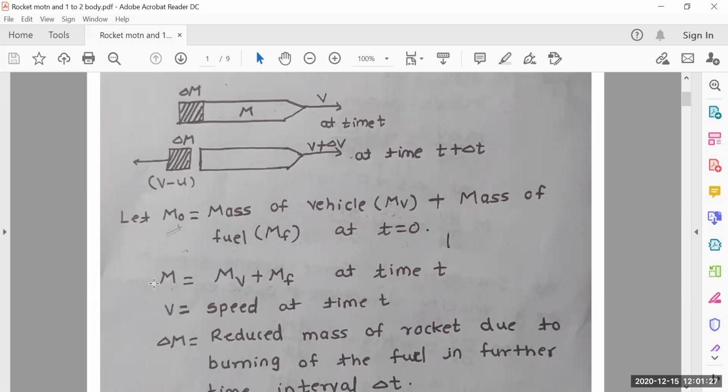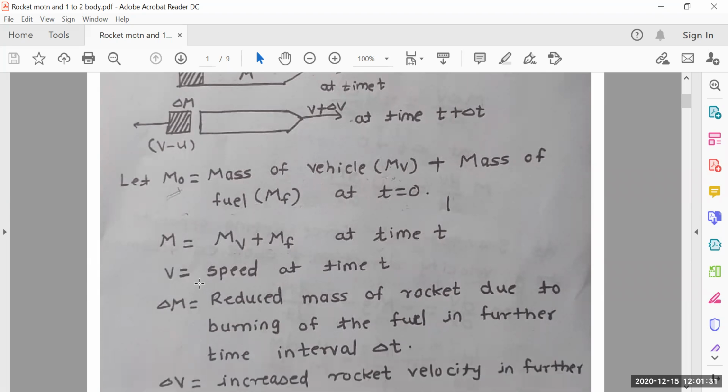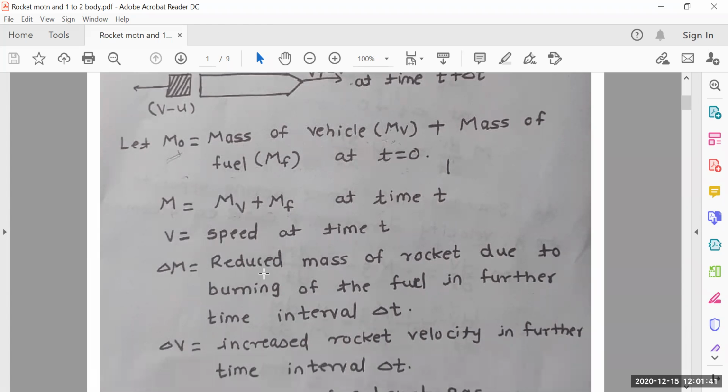At time t, suppose that mass is capital M. Then at that time, after 50 minutes, what is the velocity of the rocket? The velocity of the rocket is v. Okay, v is the speed at time t. Then delta M, what is delta M? It is the reduced mass of the rocket due to burning of the fuel in a further time interval, delta T. After 50 minutes, suppose we take a further 1 minute. So delta T is 1 minute.